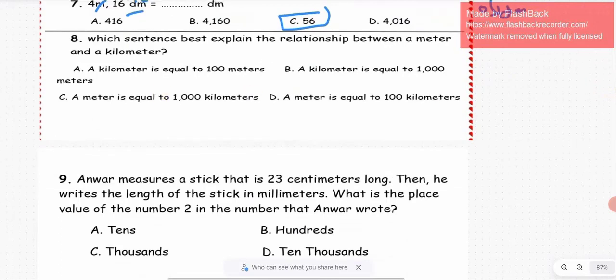Which sentence best explain the relation between a meter and a kilometer? A kilometer is equal to 100 meters. Between kilometer and meter, there are 100 only? No. A kilometer is equal to 1,000 meters. 1 kilometer equal 1,000 meters.